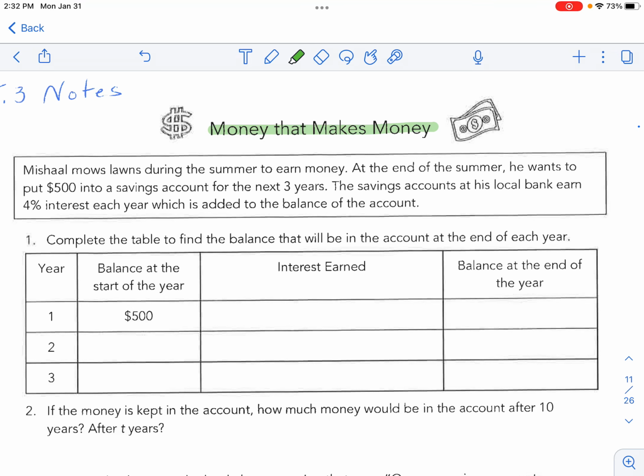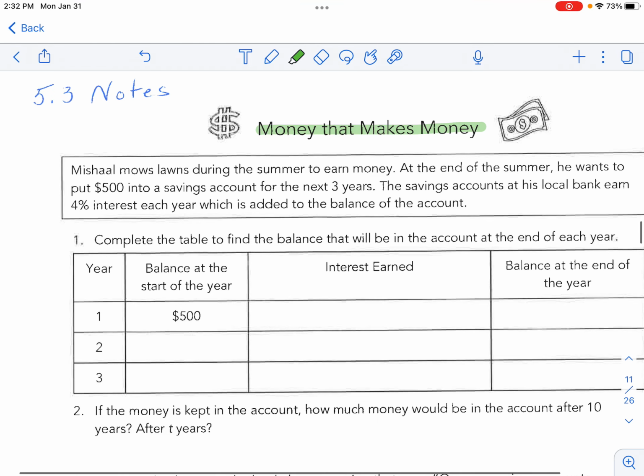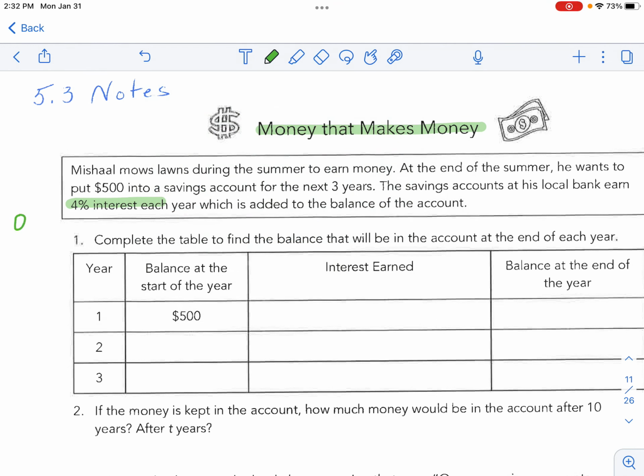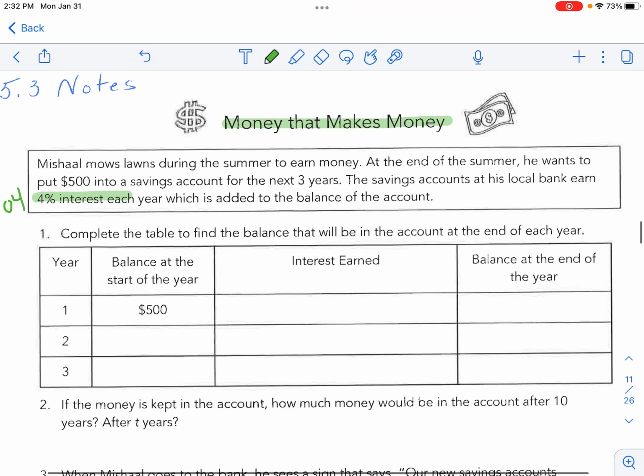So the interest earned is 4%, and that's each year. That is what we call an annual interest rate, 4%. And we know that 4% as a decimal is 0.04. That's how it has to show up in calculations.